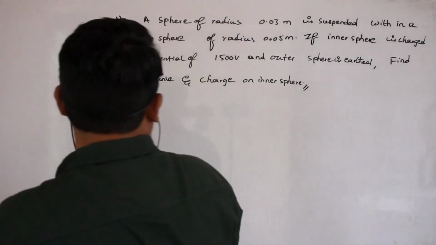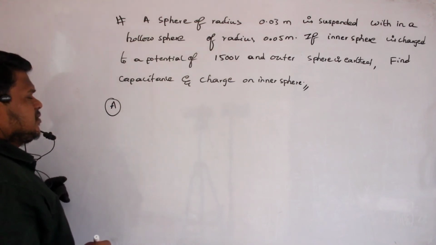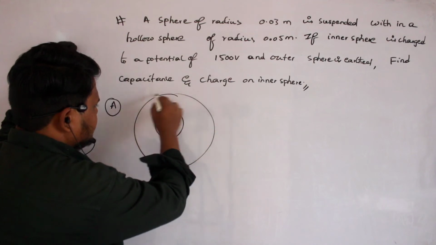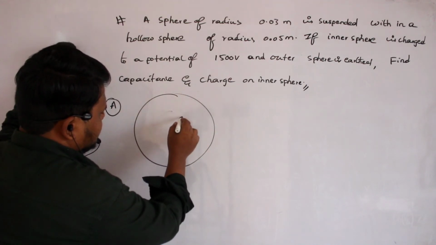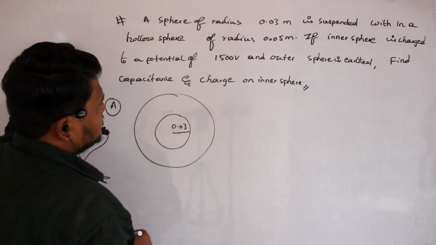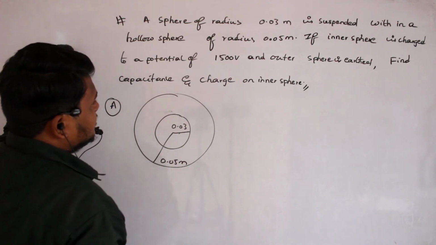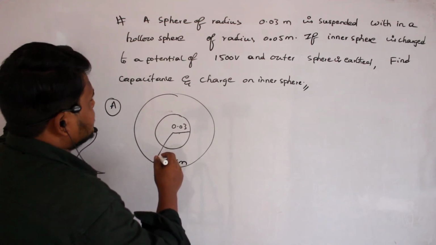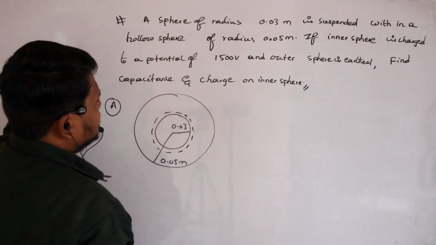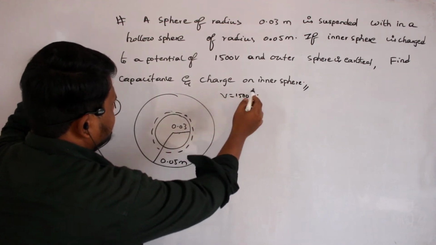So the question is, a sphere of radius 0.03 meter is suspended within a hollow sphere of radius 0.05 meter. So this is one sphere, this is another sphere. This smaller sphere has a radius of 0.03 meter, and the outer sphere has a radius of 0.05 meter. Then what is happening? The inner sphere is charged. So let us consider it is charged with this much charge. The potential of this one is 1500 volts. Clear?